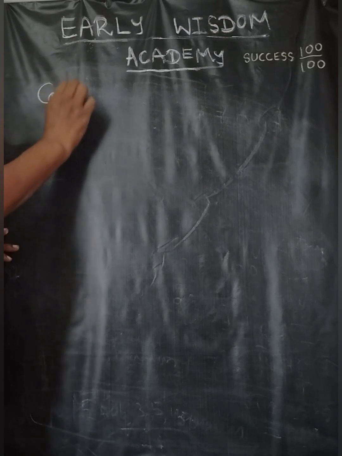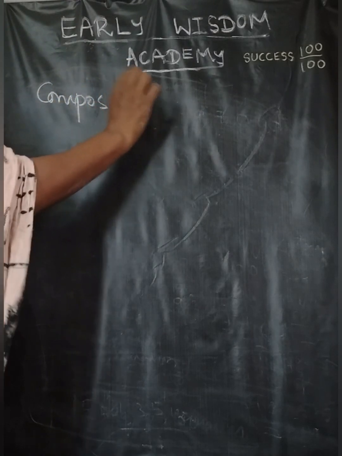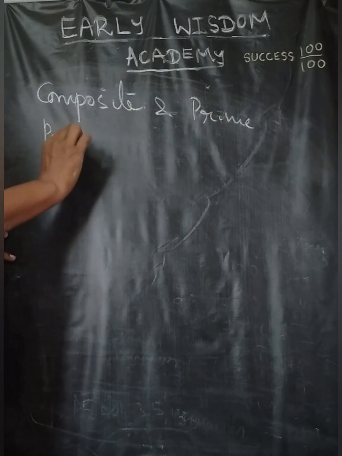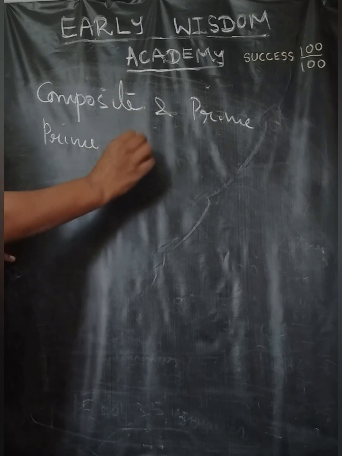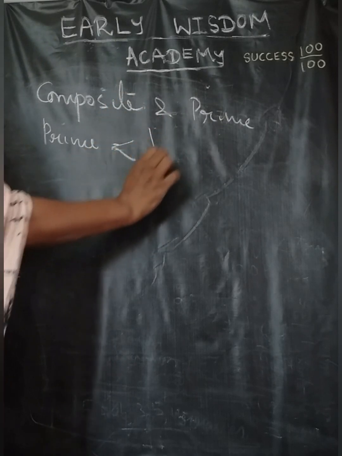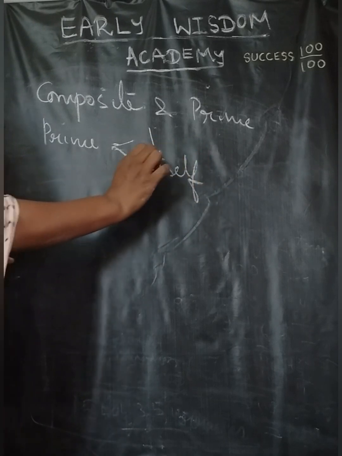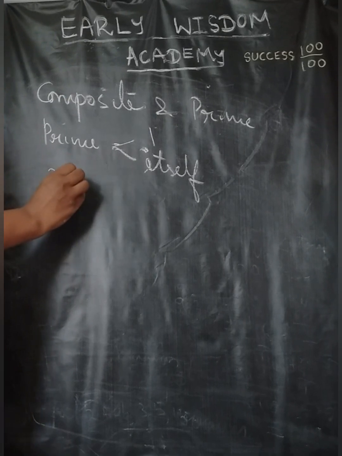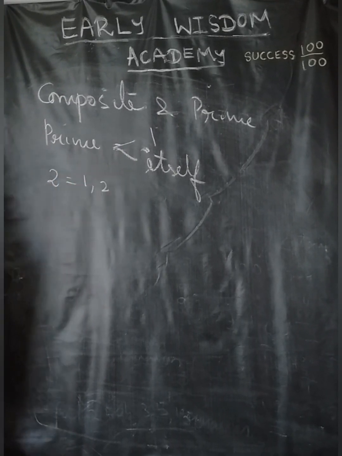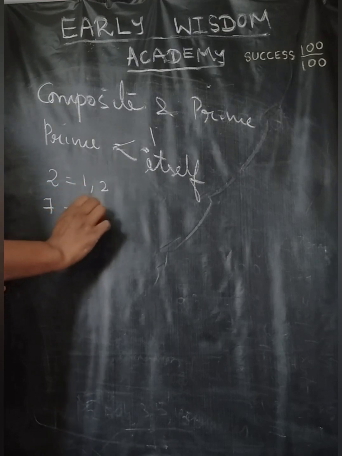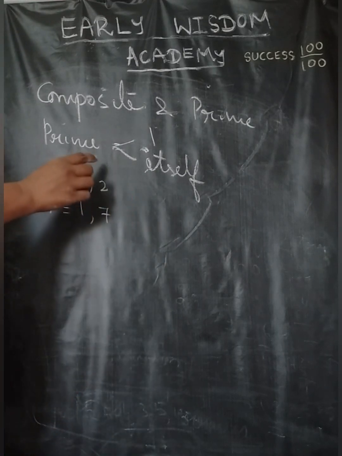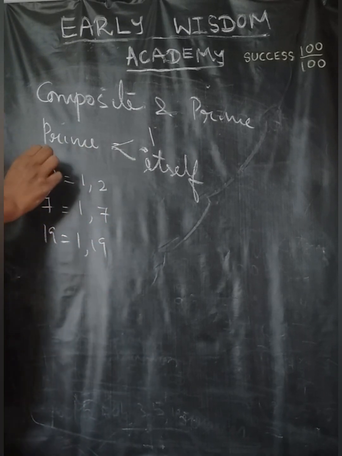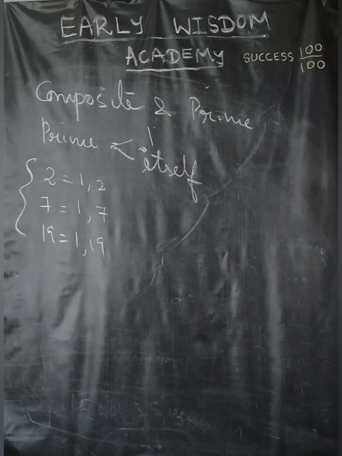So the next topic is composite and prime numbers. First, what are prime numbers? Prime numbers are the numbers which have the factors as 1 and itself. For example, 2 has the factors 1 and 2. Say 7, it has the factors 1 and 7. Say 19, it has the factors 1 and 19. So all such numbers are called prime numbers.